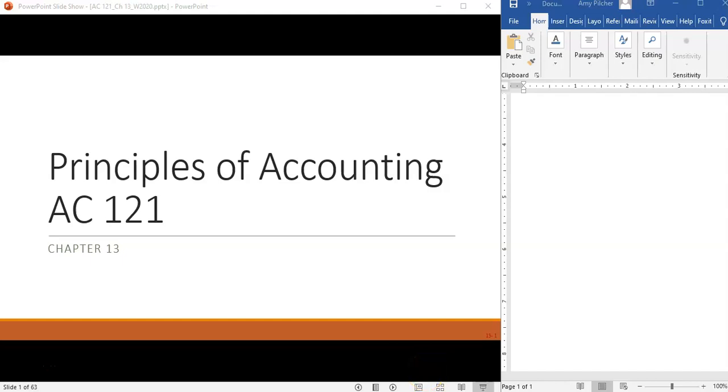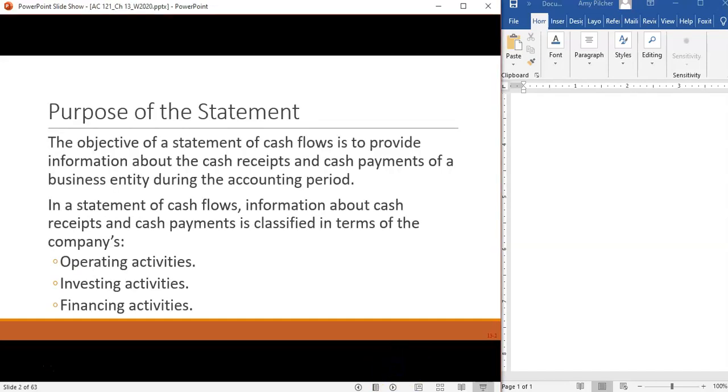In Chapter 13, we cover the statement of cash flows. So the purpose of the statement of cash flows is to show information about what happens with the company's cash throughout an accounting period. If we think about the other financial statements, they don't really give us a lot of information about how cash affects the business.